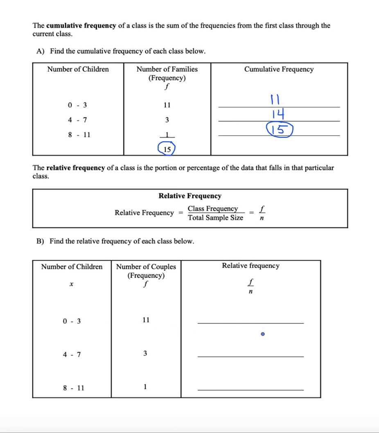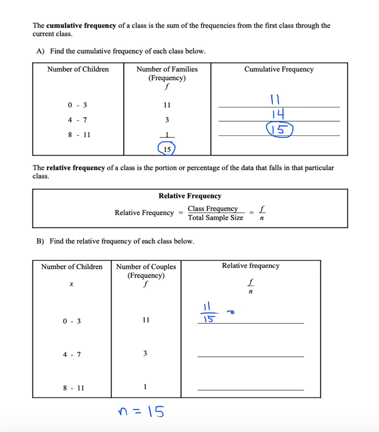So if I were doing relative frequencies for this distribution here, I'd want to first find out what that sample size is. So little n would be 11 plus 3 plus 1, which makes 15. And that's going to be part of the relative frequency formula. So here, the frequency is 11 in this first class. And we just want to divide that by the total number of responses to find out what portion of the responses come from that first class.